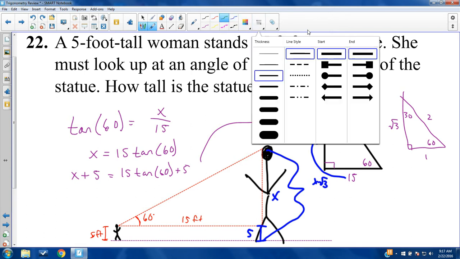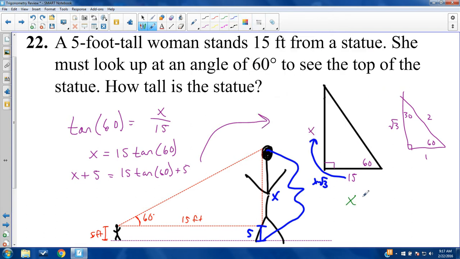Now, of course, I'm going to have to approximate this in my calculator. X is 15 root 3. So x plus 5 is 15 root 3 plus 5. Okay. We do have to do it in the calculator. I know. I got so excited. I was like, I can actually do some of this without it. So it's about 30.98, so about 31 feet. Definitely more than 15 or 20.